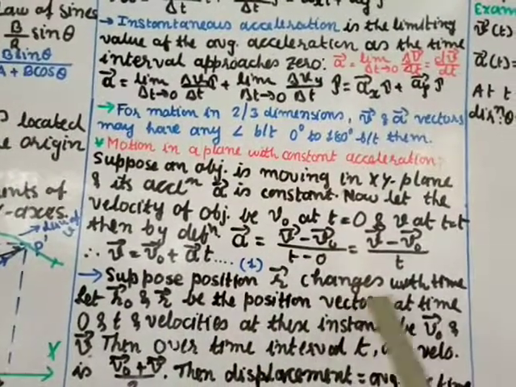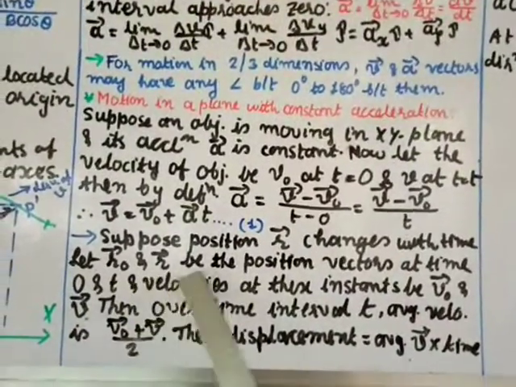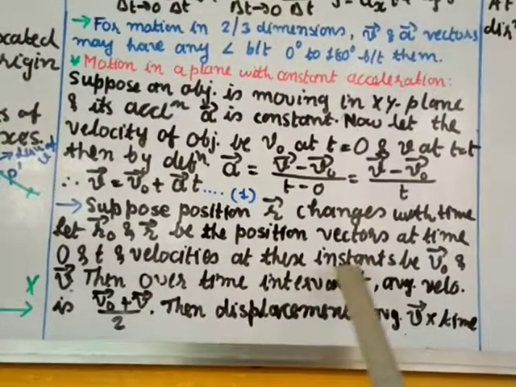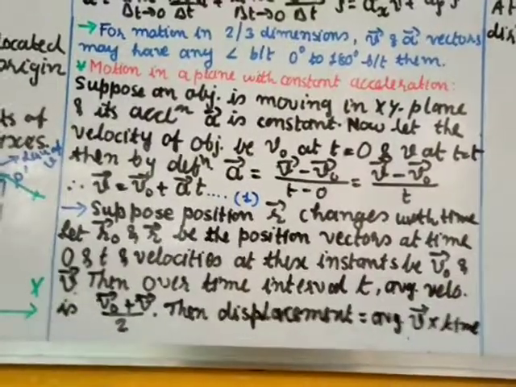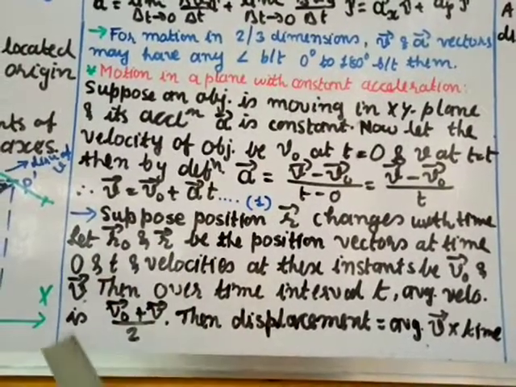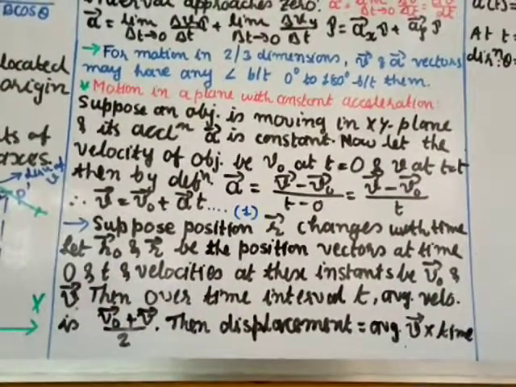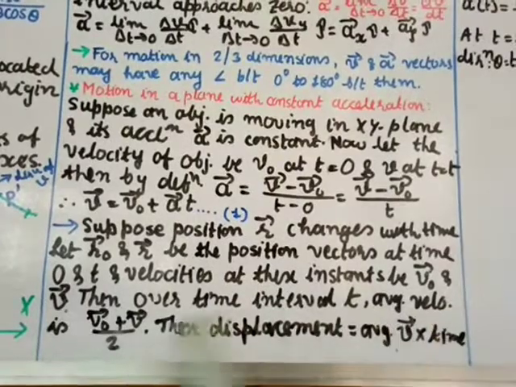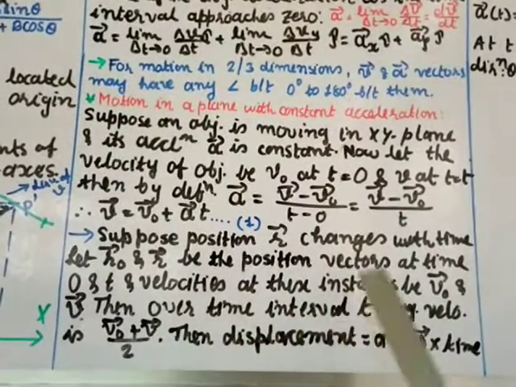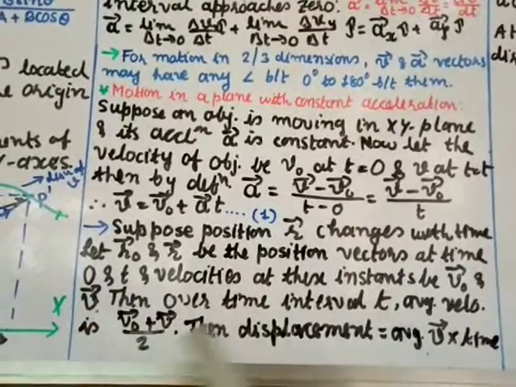Suppose position r changes with time. Now we consider that position r also changes. Let r0 and r be the position vectors at time 0 and t, and velocities at these instances be v0 and v. We are taking that the position is changing, so at 0 the position is r0 and at time t the position is r, and at 0 the velocity is v0 and at time t the velocity is v. Then over a time interval t, the average velocity is v0 plus v by 2, just taking the arithmetic mean. At the interval t, the average velocity is initial velocity plus final velocity divided by 2.